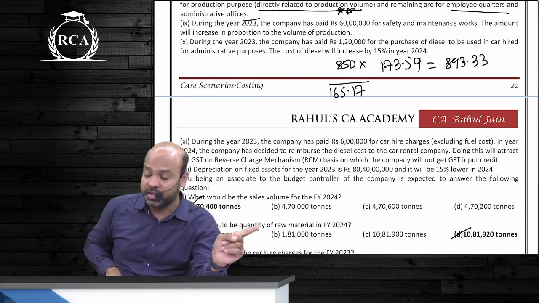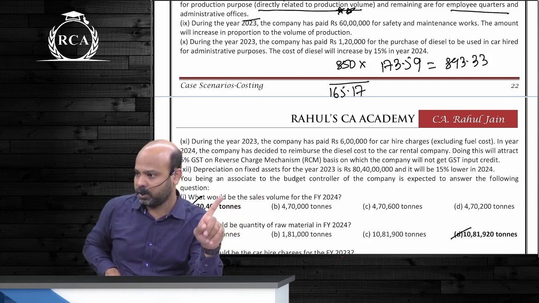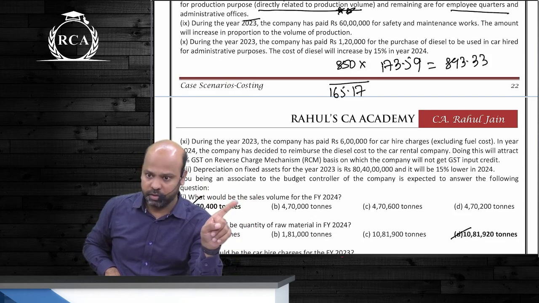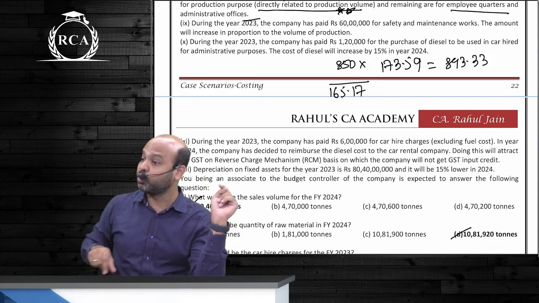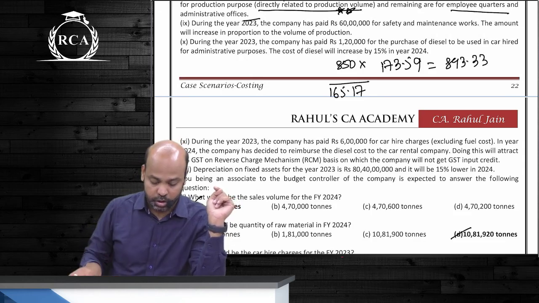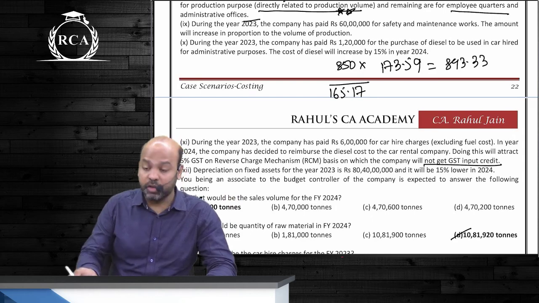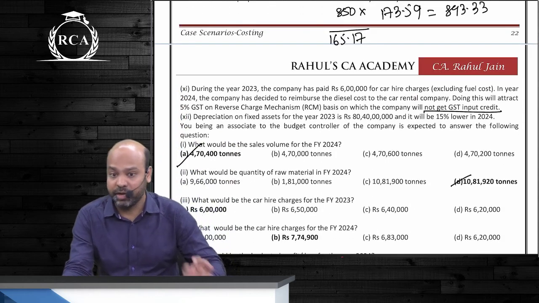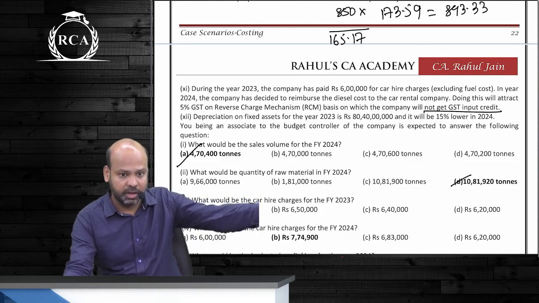Last year, did you reimburse diesel or did you pay for diesel? You bought diesel yourself, so there was no GST. In the current year, are you reimbursing diesel cost? This will attract GST and credit is not available. Because credit is not available, you will have to add it. Did we not see the same point in cost sheet just now?